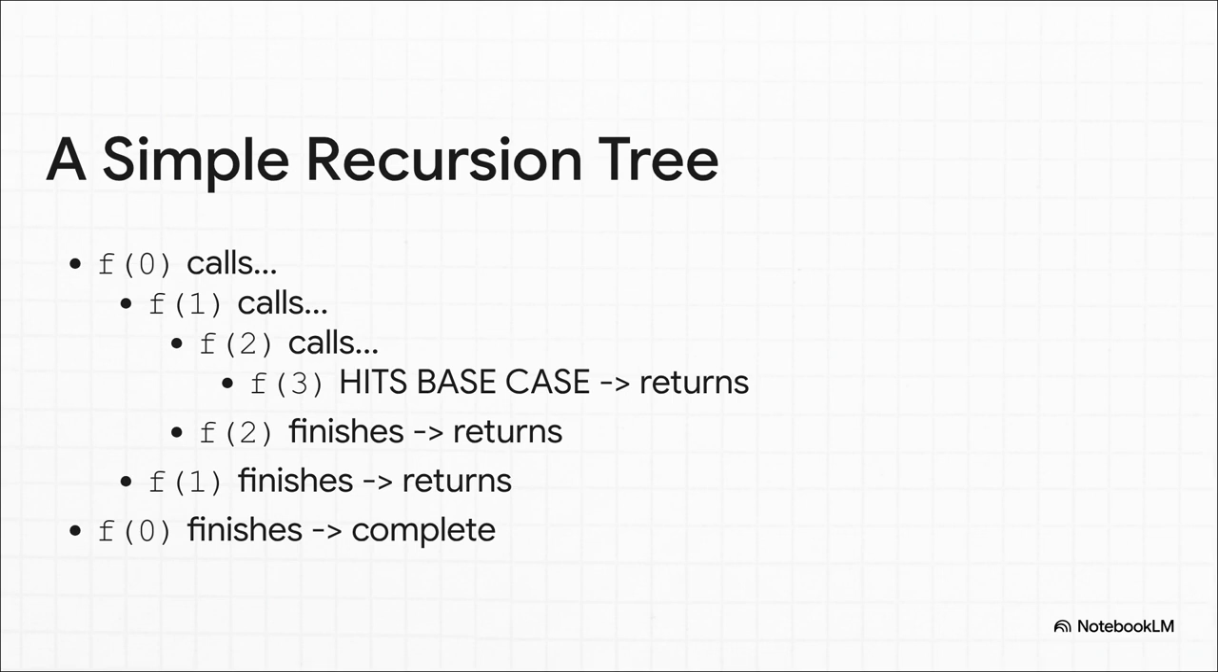Look at how this tree works. The first call at the top, f of 0, calls f of 1. f of 1 calls f of 2. f of 2 calls f of 3. We go deeper and deeper down the tree until, finally, f of 3 hits our base case. It returns. That allows f of 2 to finish its work and return, which lets f of 1 finish, and finally, all the way back at the top, our original f of 0 call can complete. See? It's the exact same process of the stack unwinding, just visualized in a way that's much easier to follow.